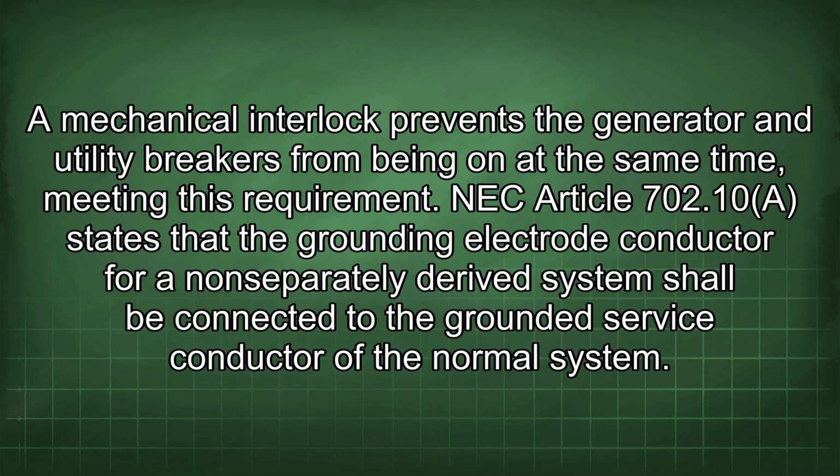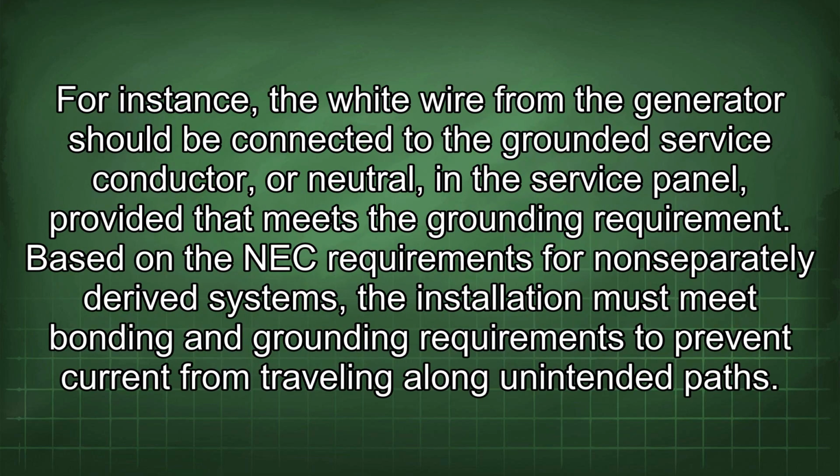NEC Article 702.10 states that the grounding electrode conductor for a non-separately derived system shall be connected to the grounded service conductor of the normal system. For instance, the white wire from the generator should be connected to the grounded service conductor, or neutral, in the service panel, provided that meets the grounding requirement.